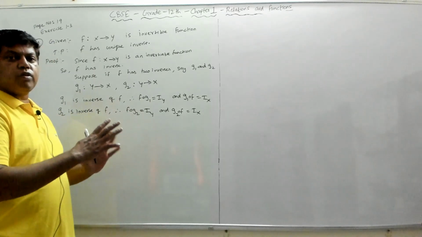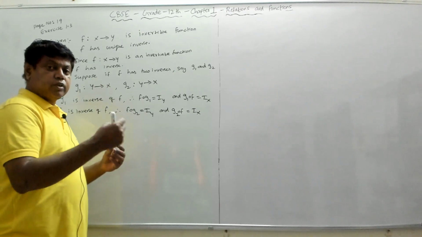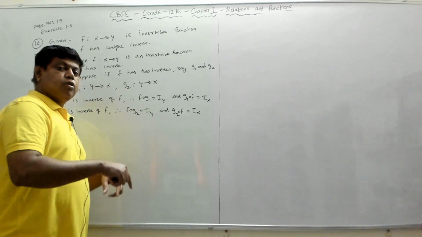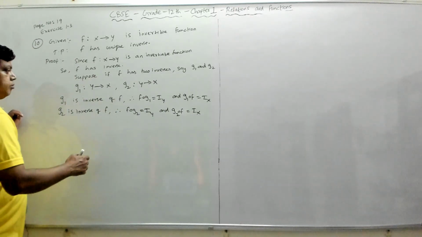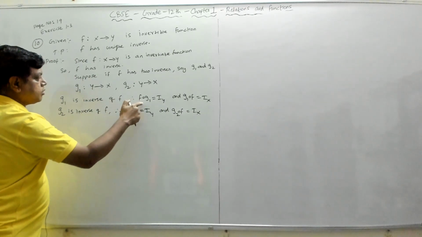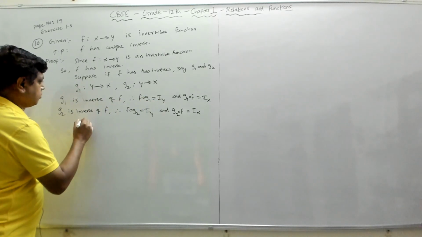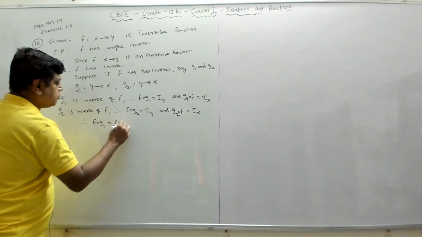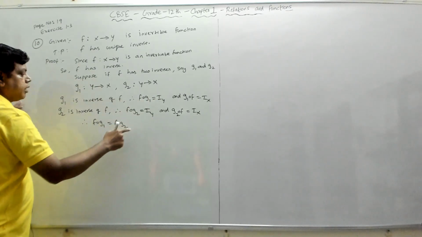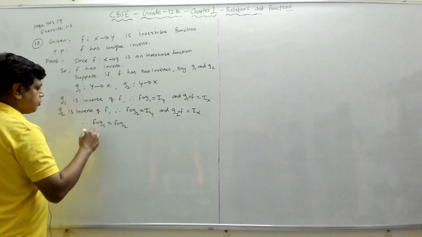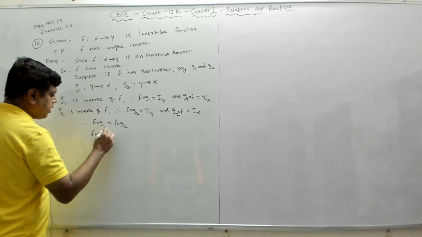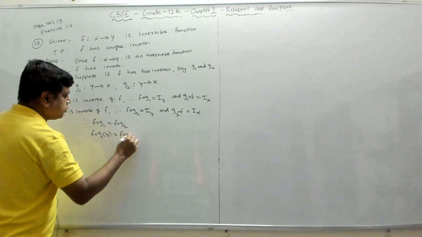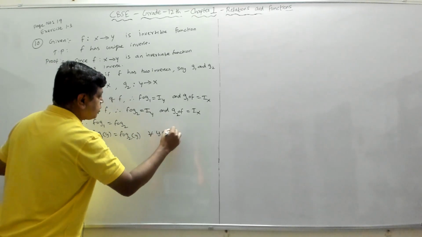But that is the definition of an invertible function. What it says: if f is a function from X to Y, it is an invertible function means there exists a function g such that g of f equals the identity function and f of g is also the identity function. Now let's take these two. Right, both are I_Y. So therefore what we get is f of g1 is equal to f of g2, because both are I_Y. So if you take these two, then f of g1 of y equals f of g2 of y for every y belonging to the set Y.